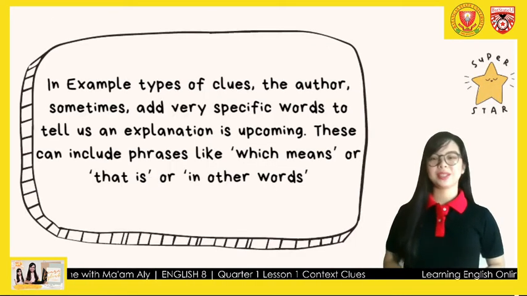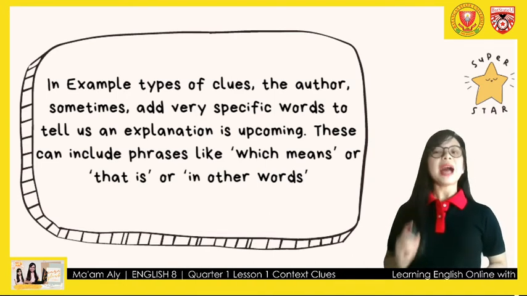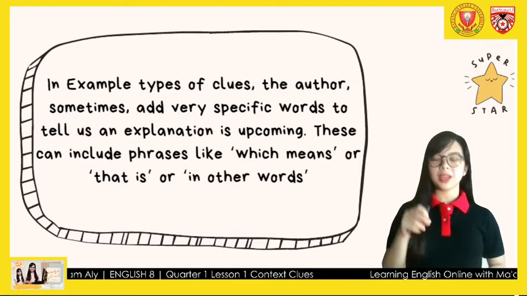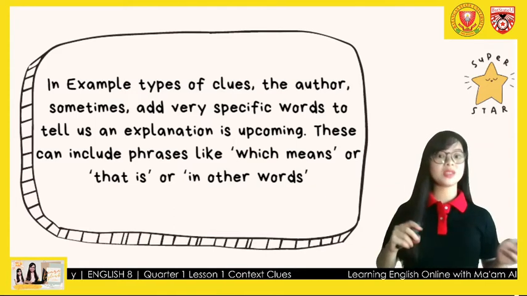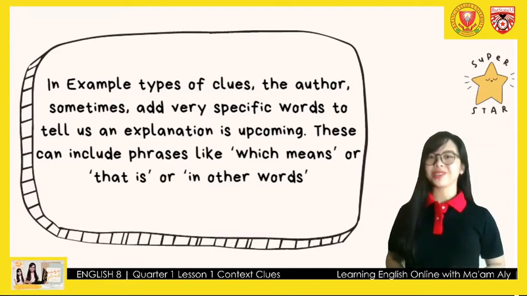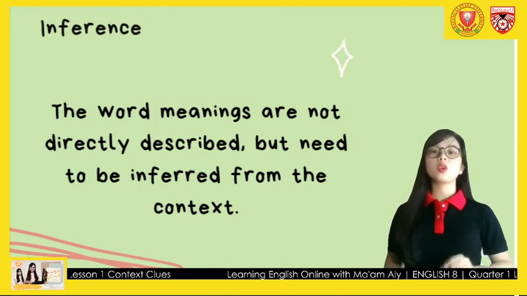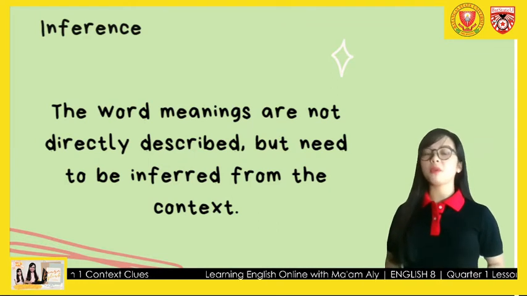Here's the note. In example type of clues, the authors sometimes add very specific words to tell us an explanation is upcoming. This can include phrases like which means or that is or in other words. The next type of context clues is inference. Here, the word meanings are not directly described but need to be inferred from the context.